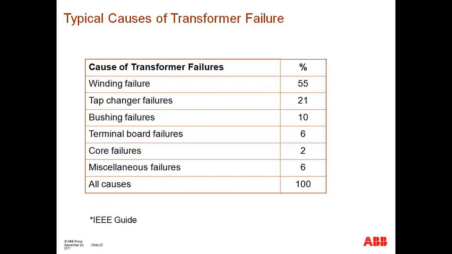And here's a breakdown from the IEEE guide on protection of power transformers, and these are just some industry statistics related to the causes of failures of transformers. So 55% of the reported failures are winding failures, 21% tap changer failures, 10% bushing failures, and so on.